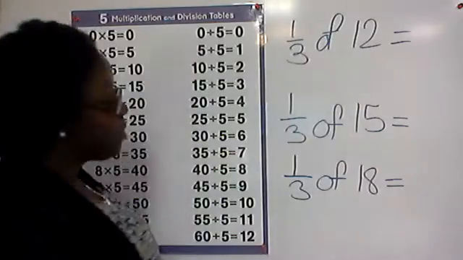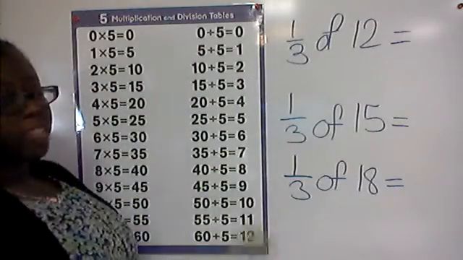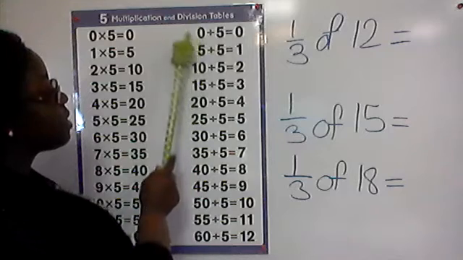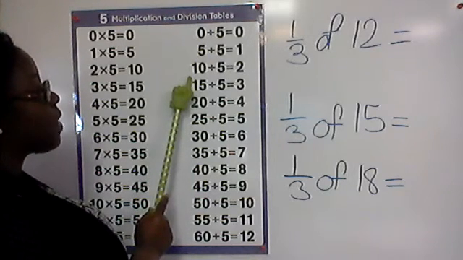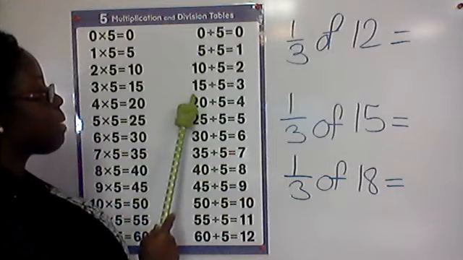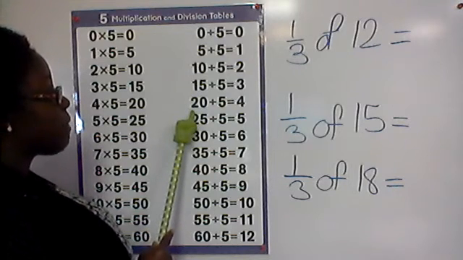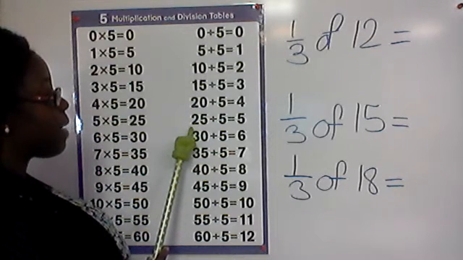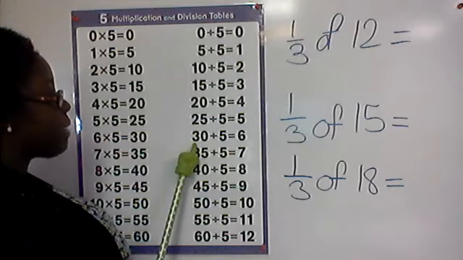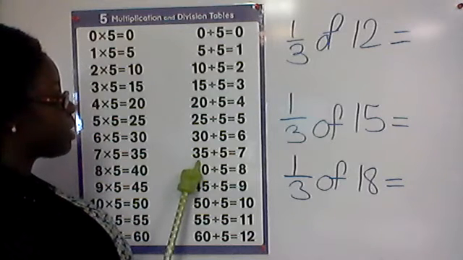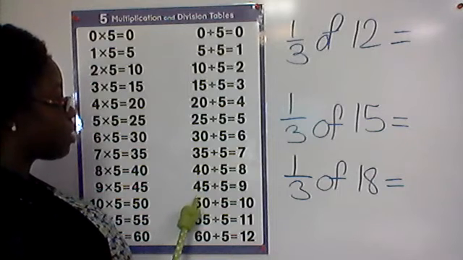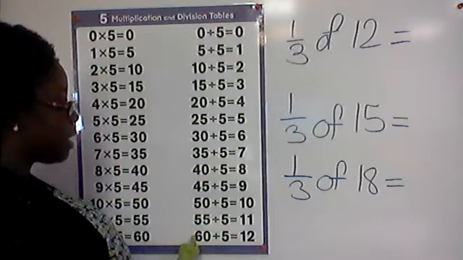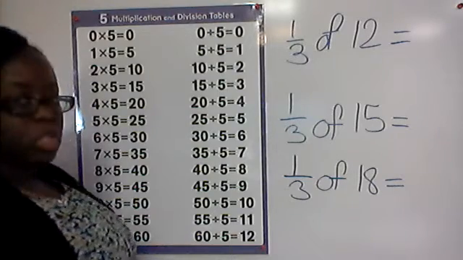Okay, division. You ready? 1, 2, 3. 0 divided by 5 equals 0. 5 divided by 5 equals 1. 10 divided by 5 equals 2. 15 divided by 5 equals 3. 20 divided by 5 equals 4. 25 divided by 5 equals 5. 30 divided by 5 equals 6. 35 divided by 5 equals 7. 40 divided by 5 equals 8. 45 divided by 5 equals 9. 50 divided by 5 equals 10. 55 divided by 5 equals 11. 60 divided by 5 equals 12.